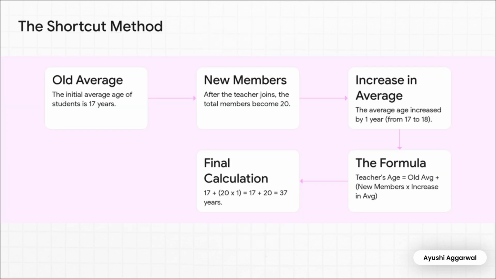So, let's break down the super fast shortcut. What was the old average? 17. How many people are in the group now? 20. And how much did the average increase by? Just 1 year. So, the formula is simple. Take the old average and add the new number of members multiplied by the increase in average. That's just 17 plus 20 times 1, which gives us 37 years. See? Way faster than doing all the long multiplication.